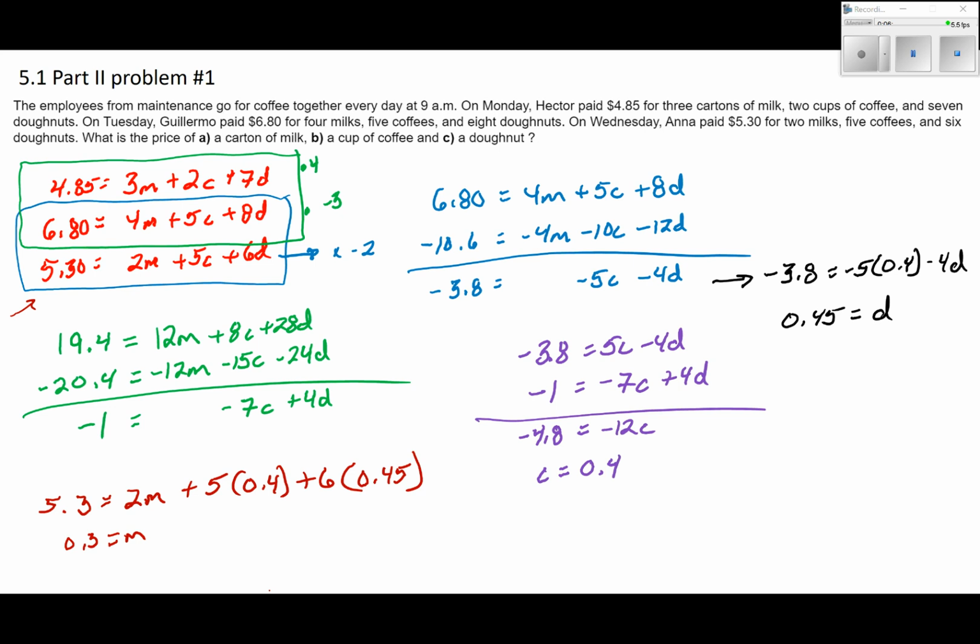So final answer, set up here A, B, and C. A is how much for milk, B is for coffee, C is for donuts. I know that my milk is going to be 0.3. I know my coffee is 0.4, and my donut is 0.45.